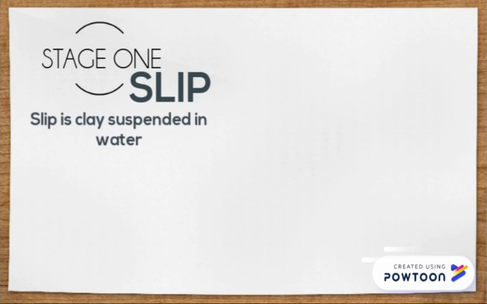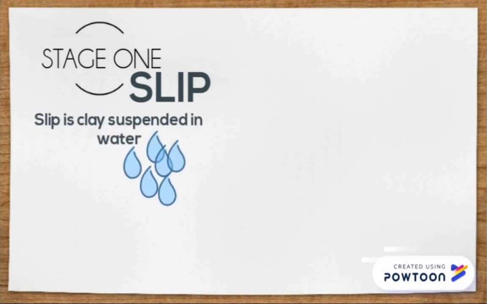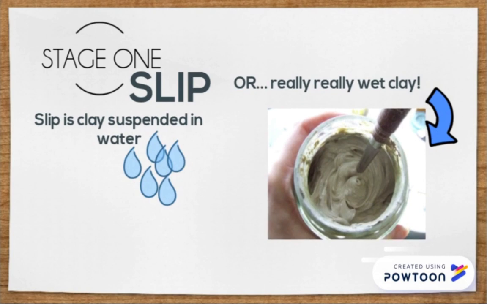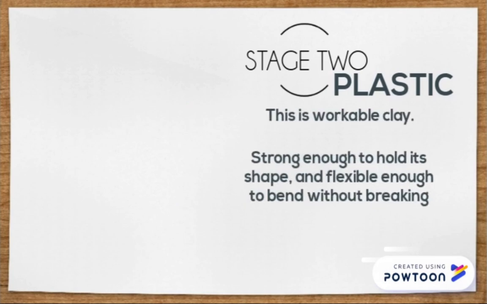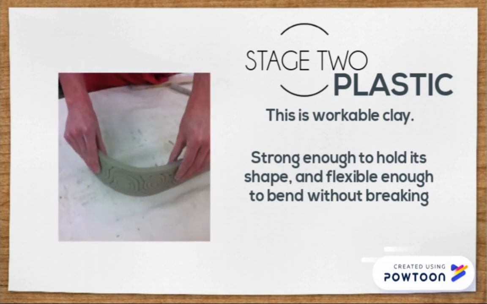Stage 1 is slip. Slip is basically clay suspended in water. The best kind of slip looks kind of like peanut butter in a jar. It's kind of sticky, and that works good. But straight up water also works. Stage 2 is plastic, or wet. It's workable clay. It's strong enough to hold its shape, but flexible enough to bend without breaking.